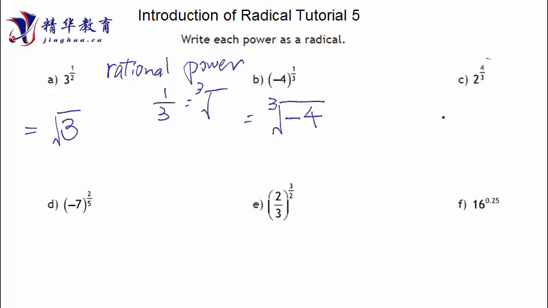Okay, that one, 4 to the power of 2 over 3. So 2 to the power of 4 inside, and then the 3 means cube root. The denominator is 3, so the number here is 3. Which is how much? 2 to the power of 4 equals 16. So the cube root of 16. That's it. That's how to convert from power to radicals.